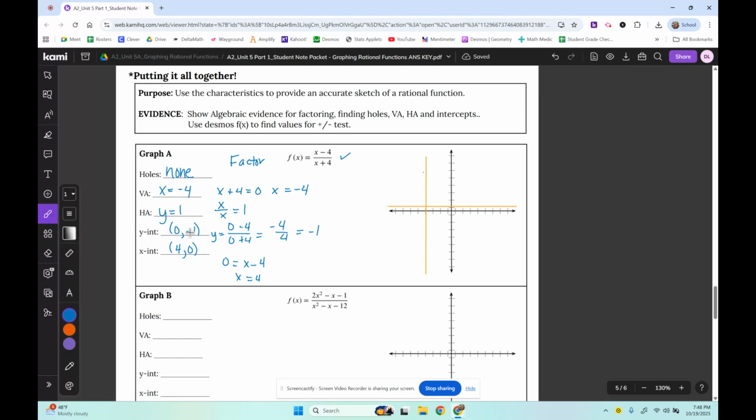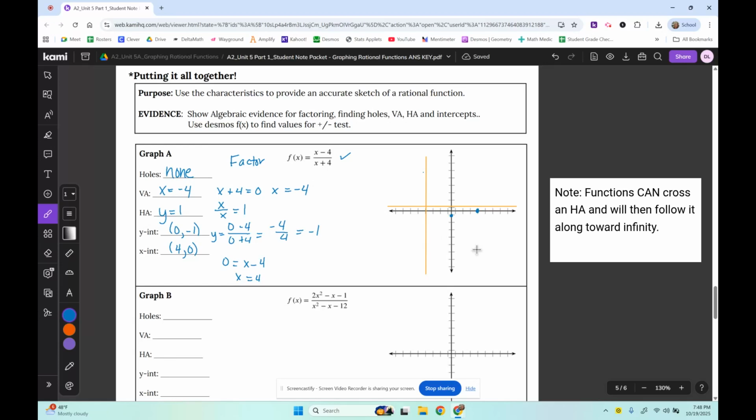We have a y-intercept of (0, -1), so we know we have to cross this point here. And then we also have an x-intercept at (4, 0), so 1, 2, 3, 4. Okay, now remember, these intercepts mean that we are crossing the x-axis, and the two asymptotes in orange mean that the graph is getting closer and closer to that, but not crossing it. Okay, so we know that we're going to be down here in this region.